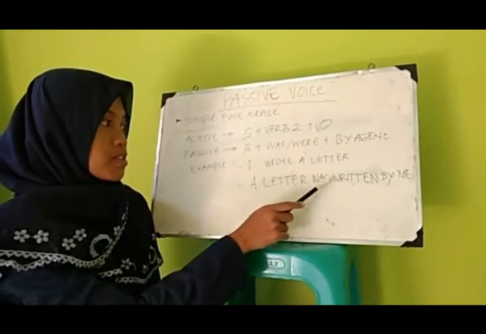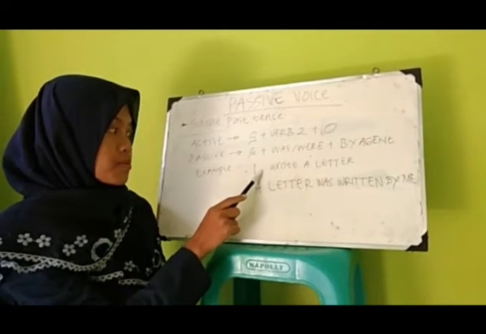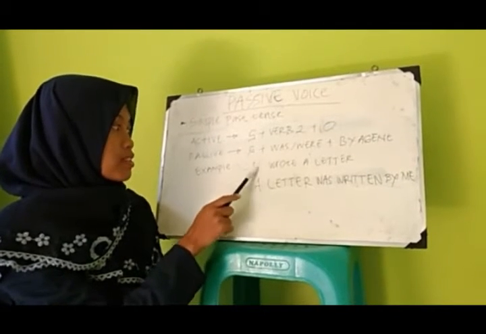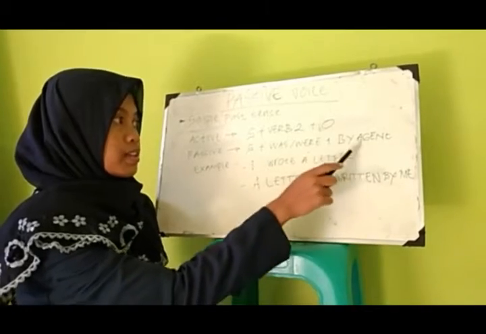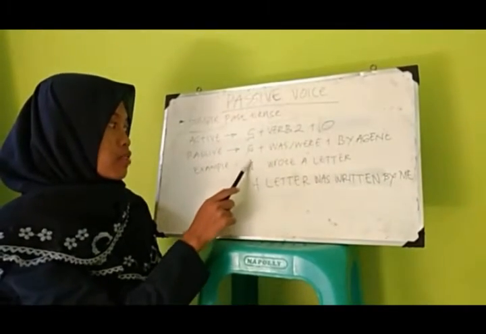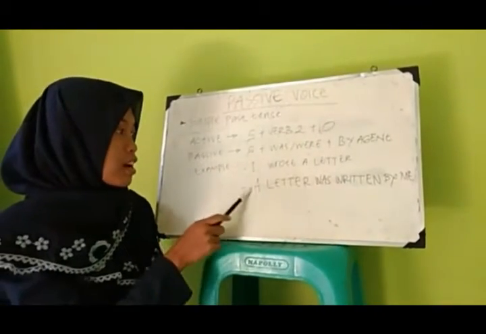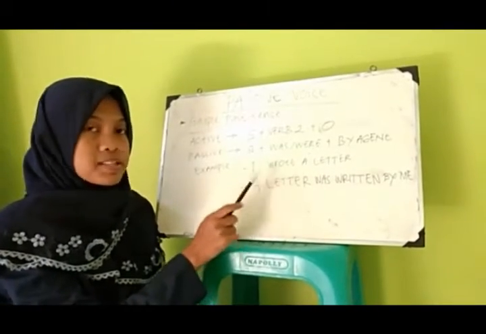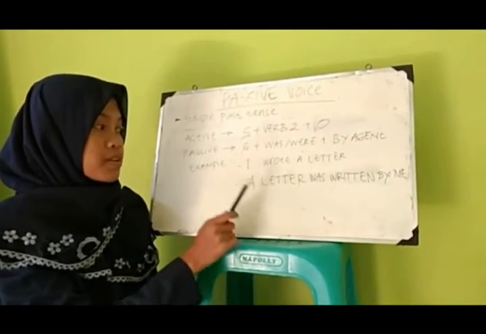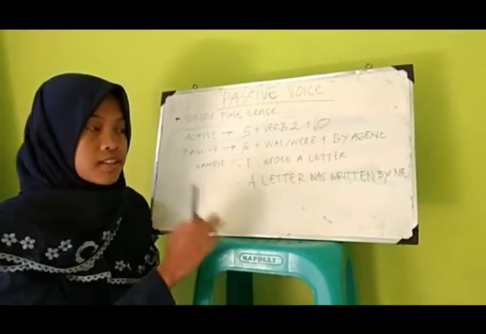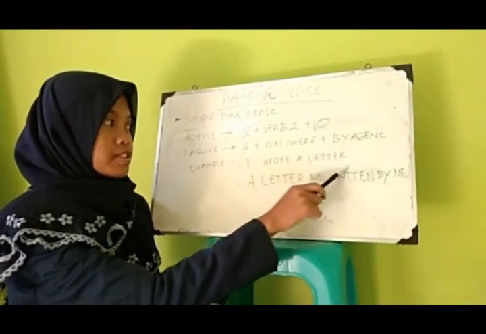A letter was written by me. I in active voice is the subject. I do the action. But in the passive voice, I is the object of the preposition by, and is called the agent. So I in active voice will be changed into me because I is the object in passive voice. A letter, in the passive voice, is the subject, because the subject in passive voice receives the action. It means the subject in passive voice is the object in active voice.